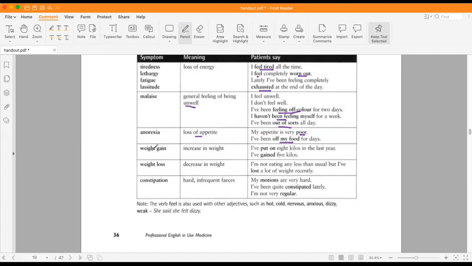Another symptom is weight gain, increase in weight. Saying I've put on 8 kilos in the last year, or saying I've gained 5 kilos. Weight loss, the opposite of weight gain, is weight loss, which is decrease in weight. I'm not eating any less than usual, but I've lost a lot of weight recently.